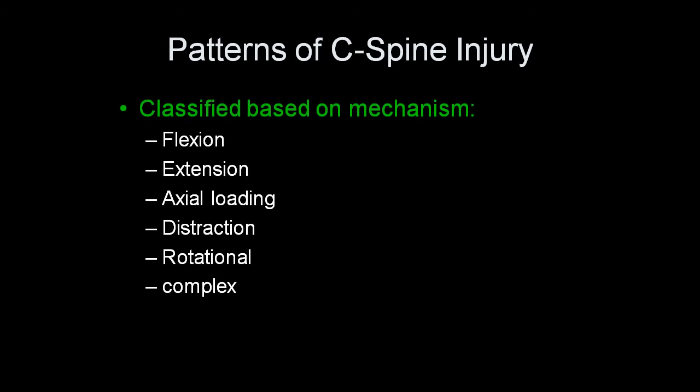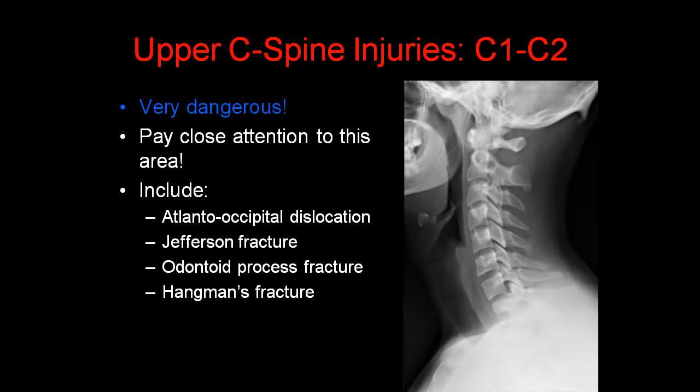The patterns of cervical spine injury are classified based on mechanism, and these include flexion, extension, axial loading, distraction, rotational, and complex mechanisms. The upper cervical spine is a very important region, and injuries here are considered very dangerous. It's very important to pay close attention to this area, and some of these fractures include atlanto-occipital dislocations, Jefferson fractures, odontoid process fractures, and hangman's fractures.